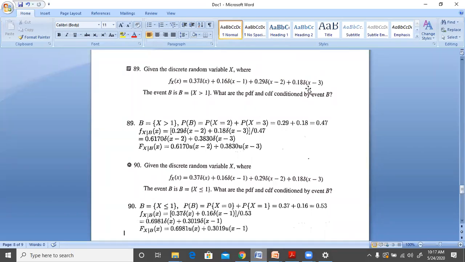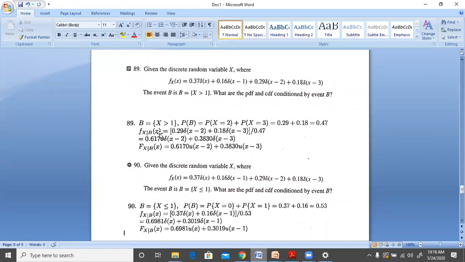That is 0.29 plus 0.18. This 0.29 and this 0.18, these two values we will get. And once we get this value, that total value will turn out to be 0.47. So this is the B, probability of B. This should be probability of B.